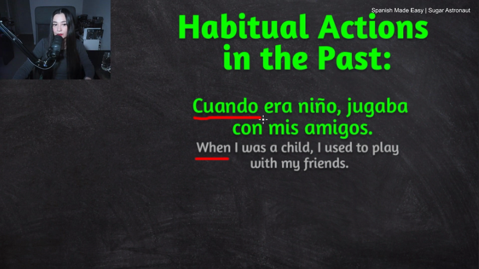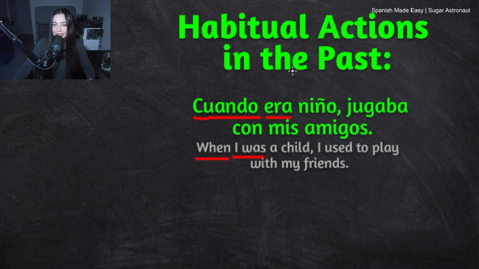Yo era. We don't need yo. We need era. And that means I was. Now, you can say cuando era un niño, but that's not commonly said in Spanish. So, in Spanish, we just say cuando era niño or cuando era niña. Okay, when I was a child or when I was a boy, niño, boy. Cuando era niña, when I was a girl or a little girl.